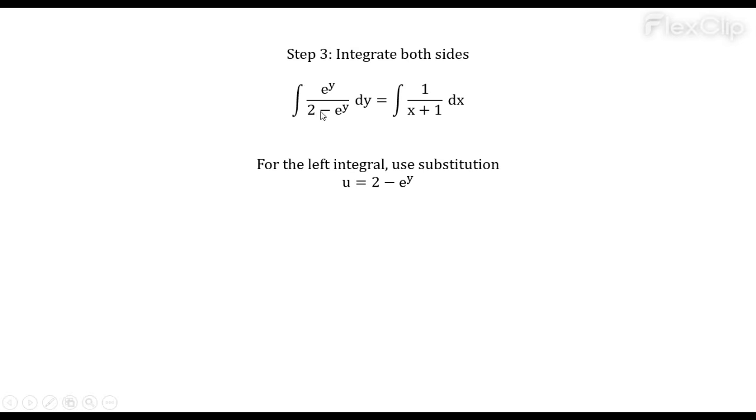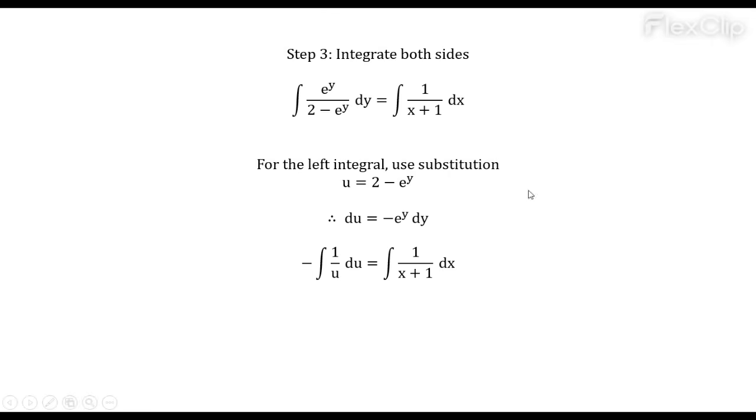Now this entire term, if we take it as u and differentiate it, the differential will be du equal to minus e raised to y dy, because here we have a minus sign, right? Now, if you observe, this term is nothing but e raised to y into dy. Okay, so the numerator of the left side integral will become du, and in the denominator we have nothing but u, which is 2 minus e raised to y. Okay, and then we have the minus sign.